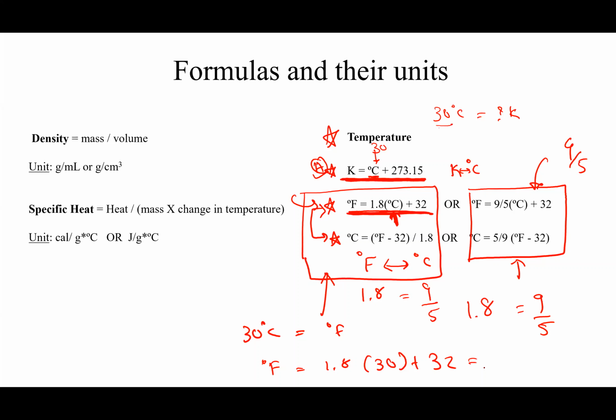In the other direction, if I give you 30 Fahrenheit and ask what the temperature is in degree Celsius, you can use the third formula, or you can use the second formula. I think using the third formula would be easy. So let's use the third one, in which you just plug in the number. Instead of degree Fahrenheit, you plug in the number that you have: 30 minus 32, divided by 1.8. Simple math, do the math, and you get your answer.